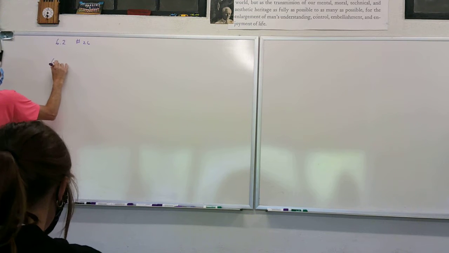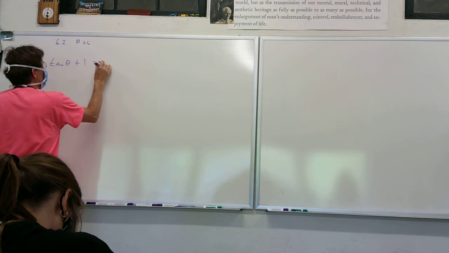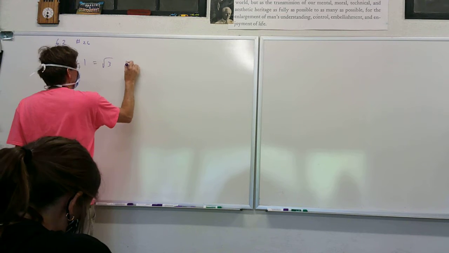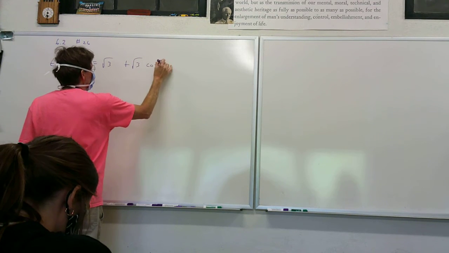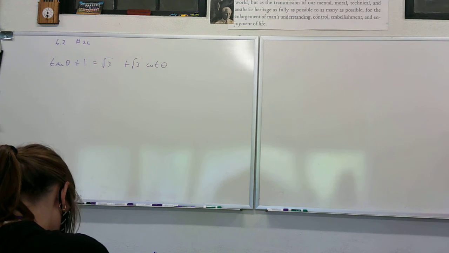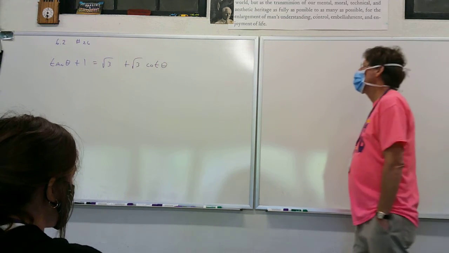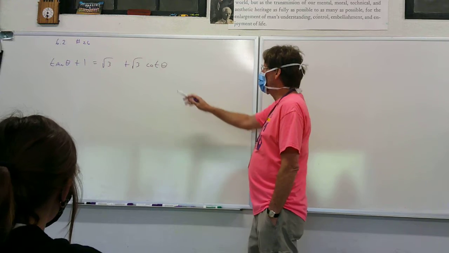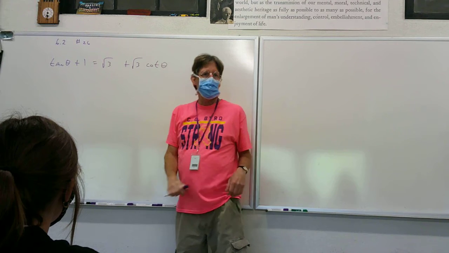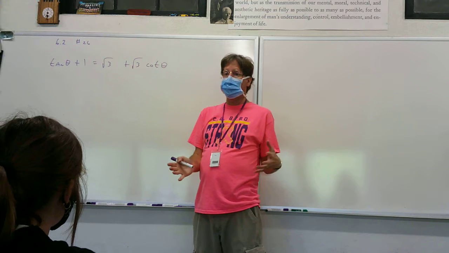Tangent theta plus 1 equals square root of 3 plus square root of 3 cotangent theta. All right. I don't like having tangent and cotangent. Y'all do know that cotangent is simply the reciprocal of tangent, right? We all know that it's easier to work the problems if they only have one trig function. Fair enough?